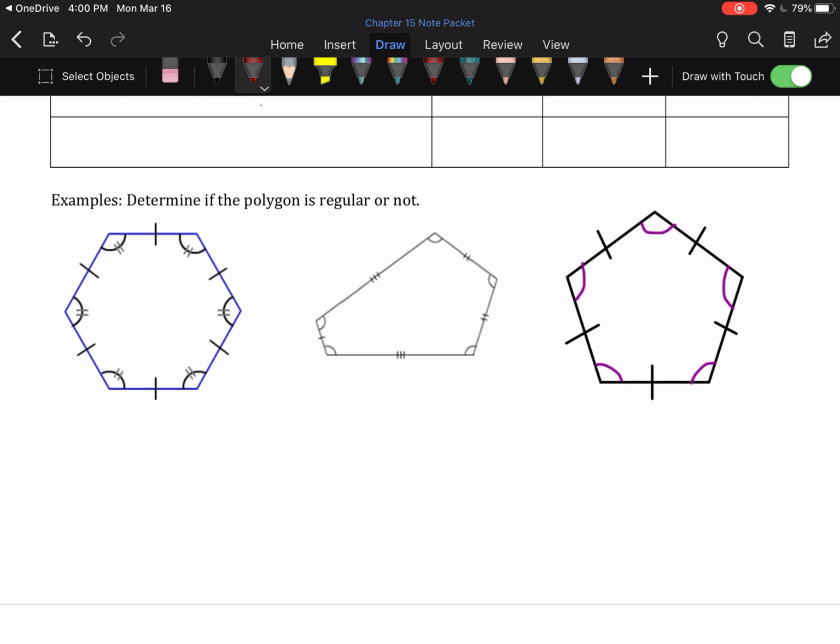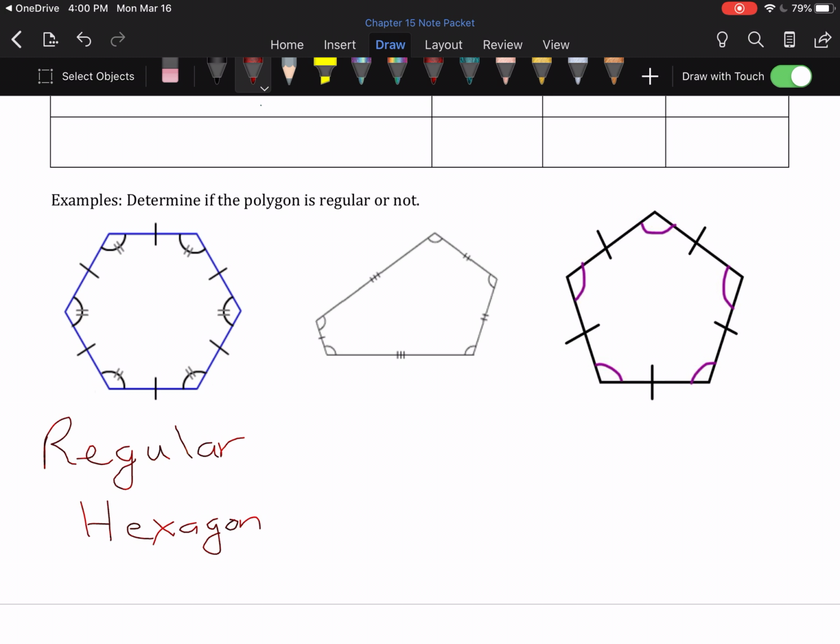So, first shape here. I count from the top going around. 1, 2, 3, 4, 5, 6 sides. And all 6 sides are the same. All 6 angles are the same. This is a regular hexagon. Hey, it didn't drop my letters. Small victories.